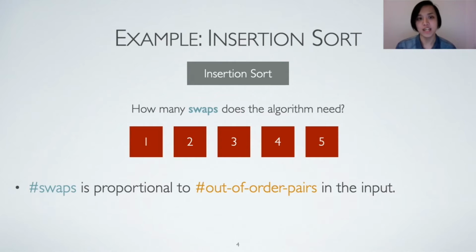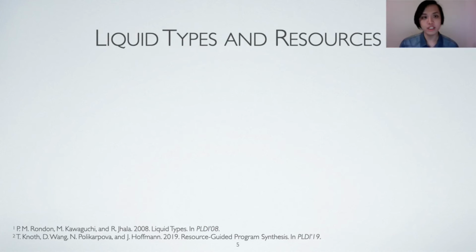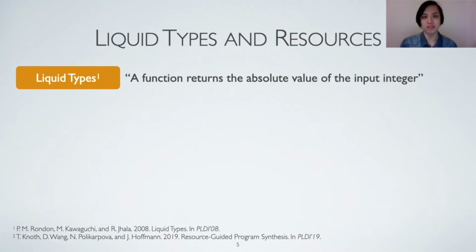Now, here comes a challenge that our work wants to address. How can a resource analysis formally describe and also automatically verify such complex, value-dependent resource bounds? To achieve this, our work follows a line of work on liquid types, which support automatic verification of functional properties. For example, a function returns the absolute value of its input.